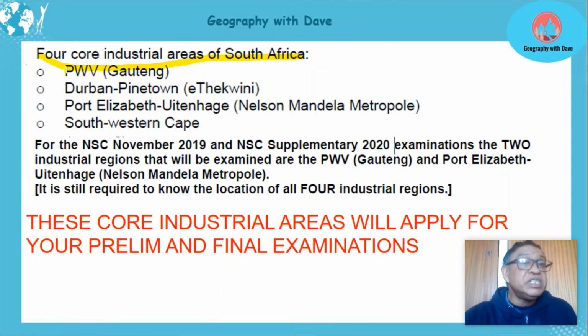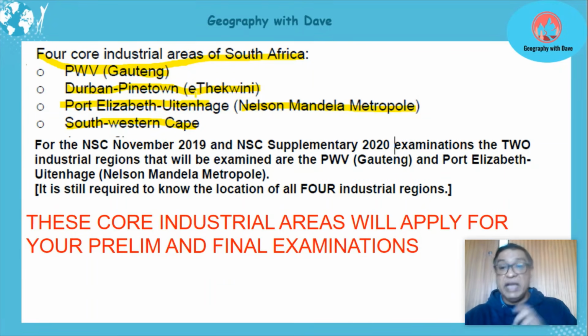We're looking at them. There are four regions: the PWV, that's here, with Durban Pinetown, as people also say eThekwini, Port Elizabeth Uitenhage, that's also known as your Nelson Mandela Metropole area, and the Southwestern Cape. These four are huge.